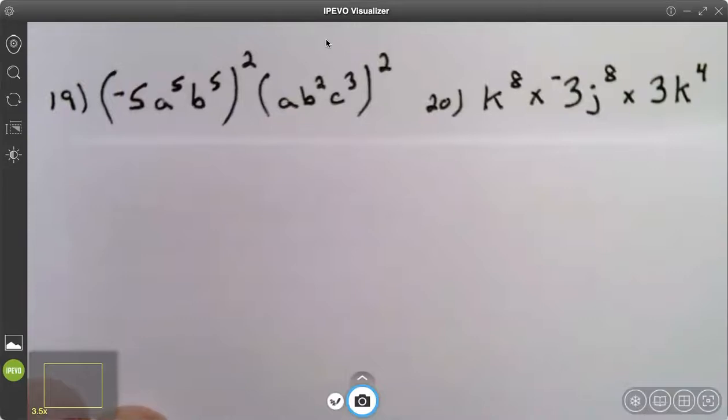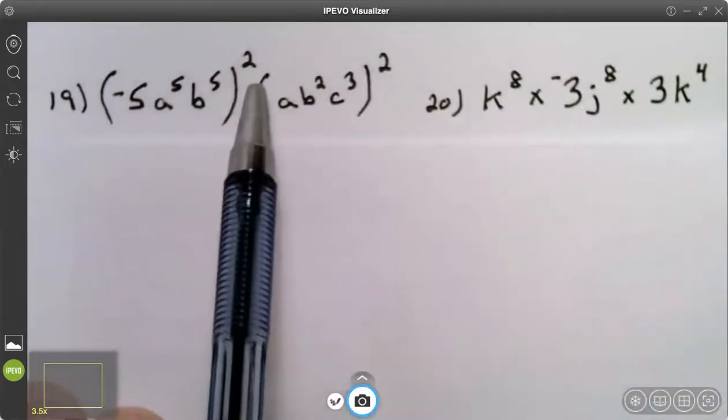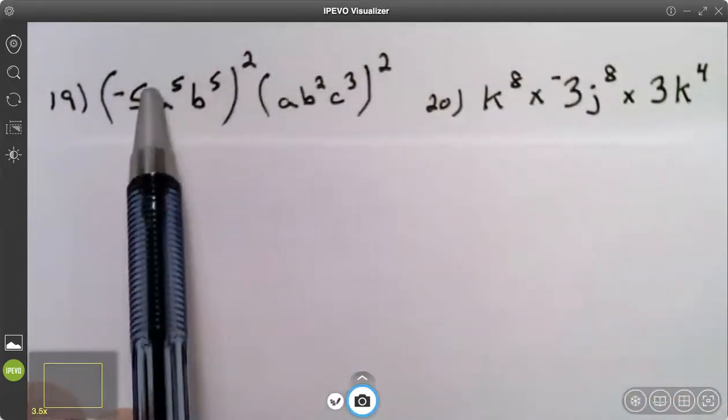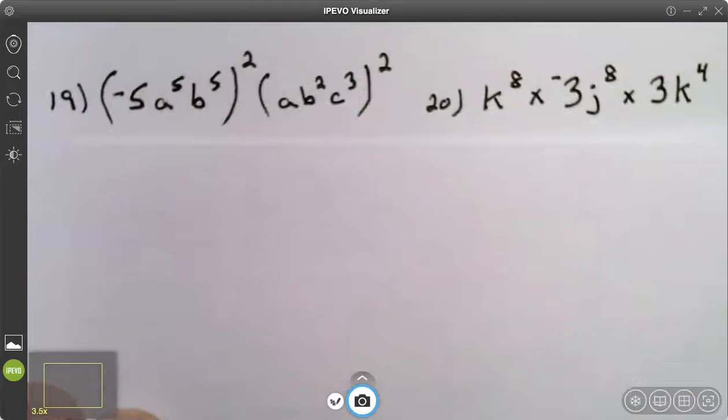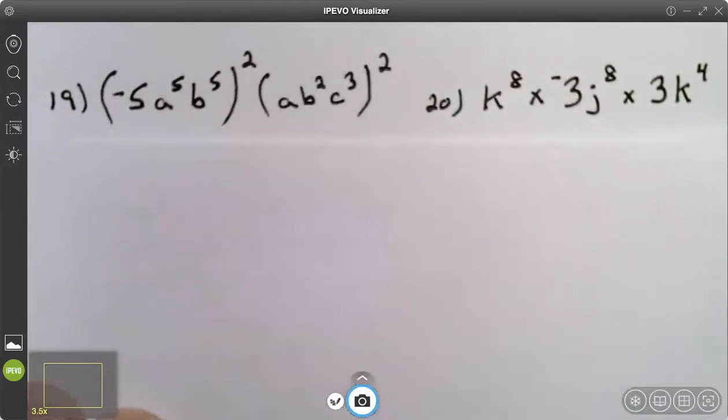Okay, back to Algebra 1 type problems. Number 19. On number 19, I have 2 groupings. I apply the exponent of 2 to these 3 exponents. I apply this exponent of 2 to these 3 exponents.